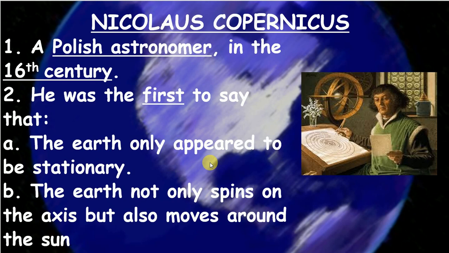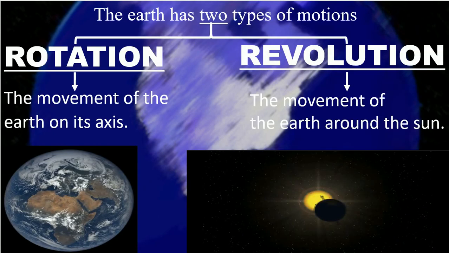But Nicholas Copernicus gave a different observation. He believed that the earth only appeared to be stationary. The earth not only spins on its axis but also moves around the sun. These two movements which he discussed have later been termed the two motions of the earth, and those two motions are rotation and revolution.